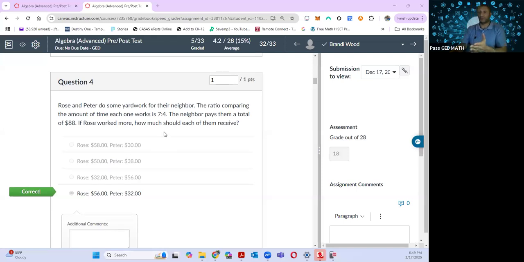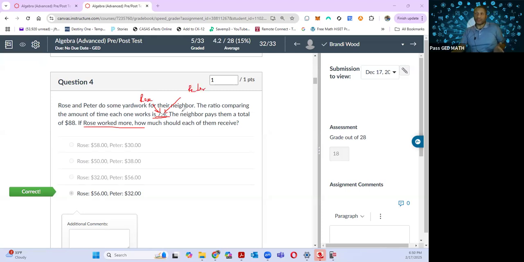Like this one. Rose and Peter do some yard work for the neighbor. The ratio comparing the amount of time each one works is 7 to 4. The neighbor pays them $88. If Rose worked more, how much should each of them receive? Again, they're giving you a ratio. So Rose works more. That's the key. So Rose is the 7, Peter is the 4. This is Rose, this is Peter.